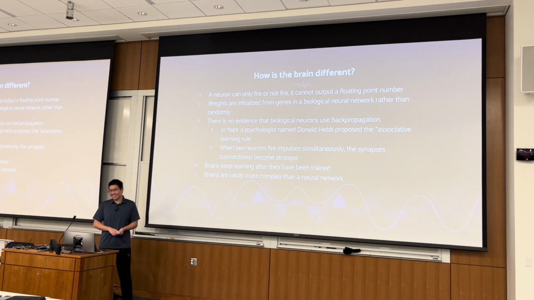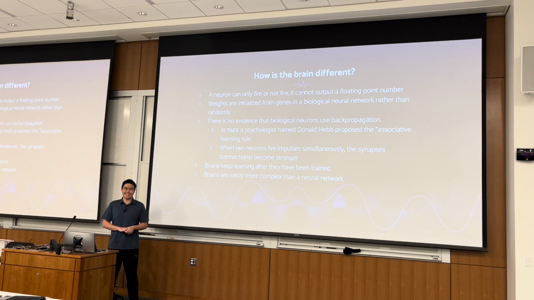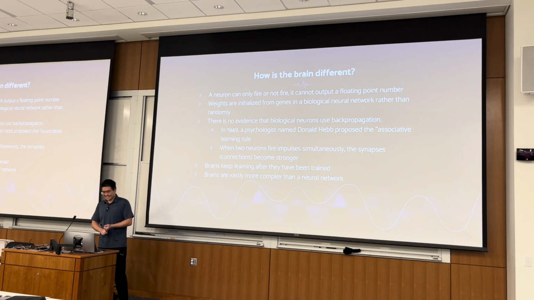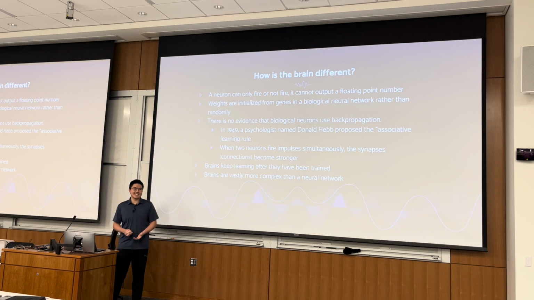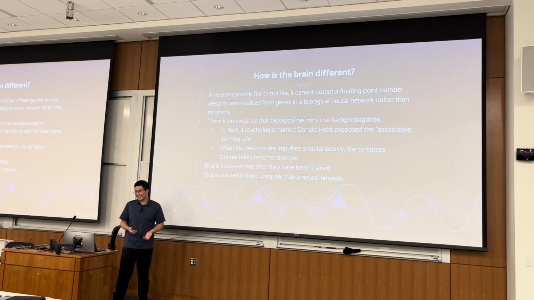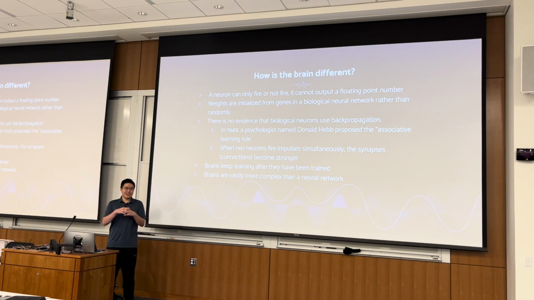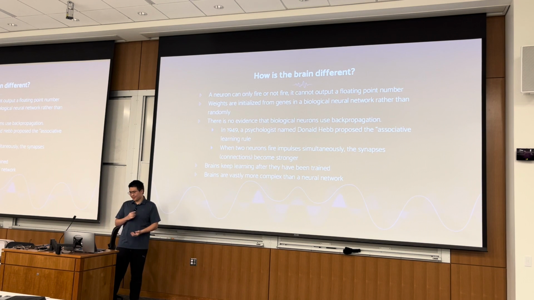And also, there's no evidence that our brains do backpropagation or calculus. We're not exactly sure, but there's some hypothesis. In 1949, Donald Hebb proposed the associative learning rule, which is that you basically associate maybe this sound with this reward, and then the bonds between those neurons get stronger. And also the brain keeps learning after it has been trained.